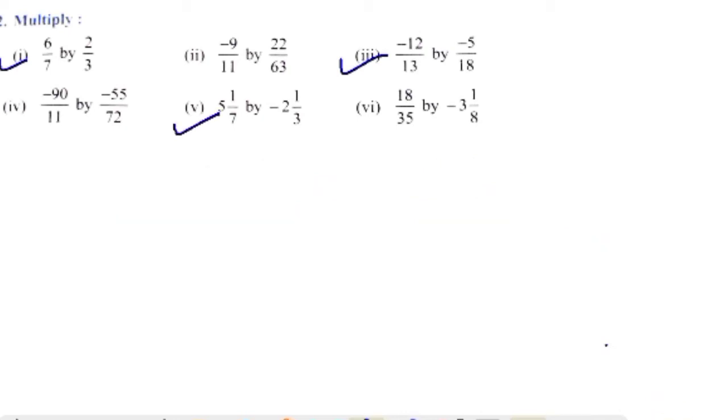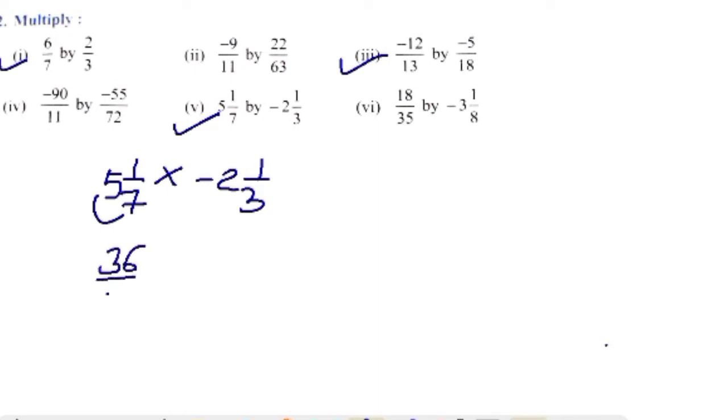Now check the fifth part. 5 whole 1 upon 7 multiply by minus 2 whole 1 upon 3. Firstly, you will change these mixed fractions into improper. 7 5s are 35 plus 1, 36 upon 7. Multiply, 3 2s are 6 plus 1, 7, minus 7 upon 3. Now check whether the numerator or denominator both are divisible by any same number. Yes, this 36 and this 3 both are divisible by 3.